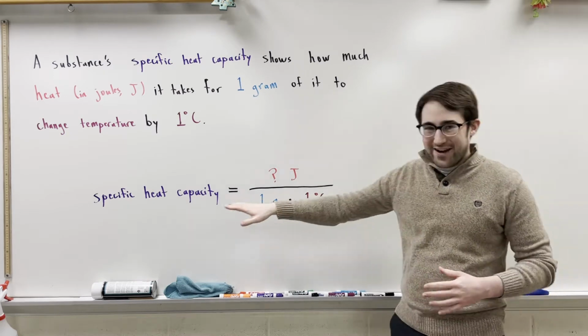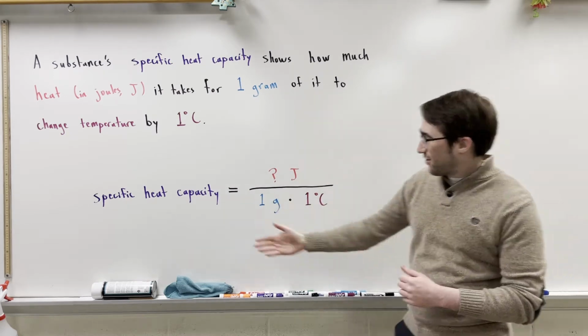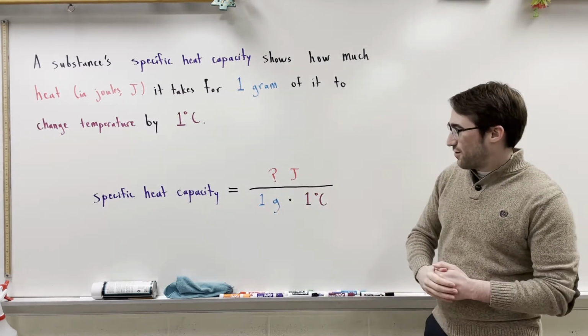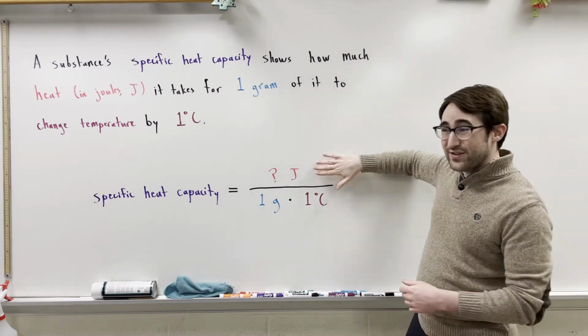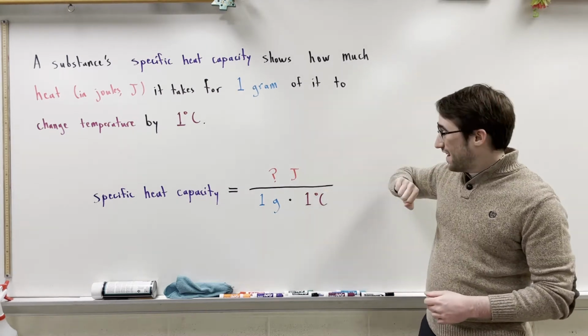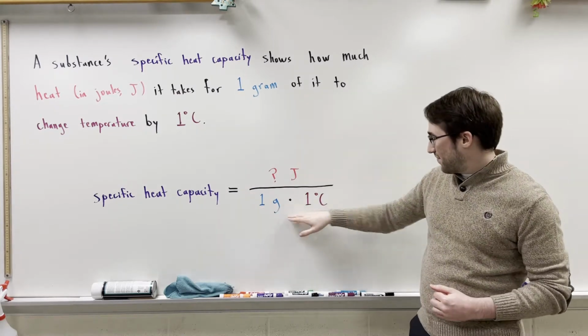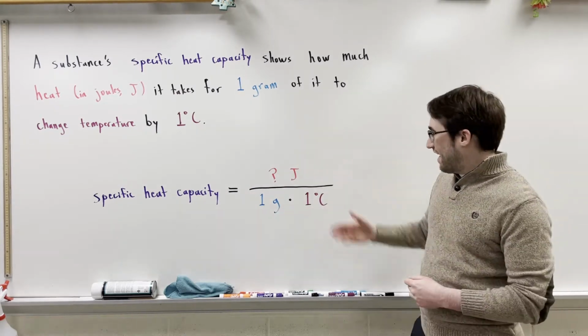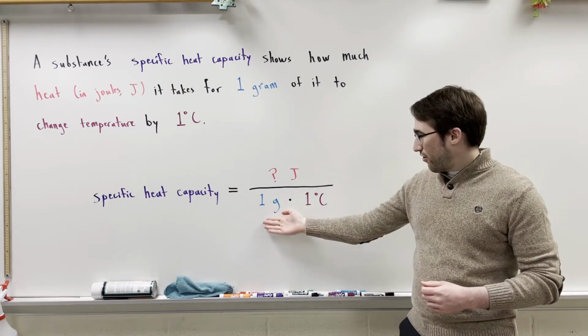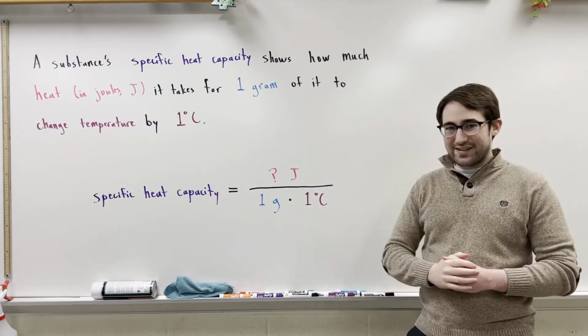Okay, or you can write it out kind of mathematically like this. Our specific heat capacity is equal to however many joules of energy, how many joules of heat it takes for 1 gram of something to change by 1 degree Celsius. Okay, how many joules of energy per gram per degree Celsius.